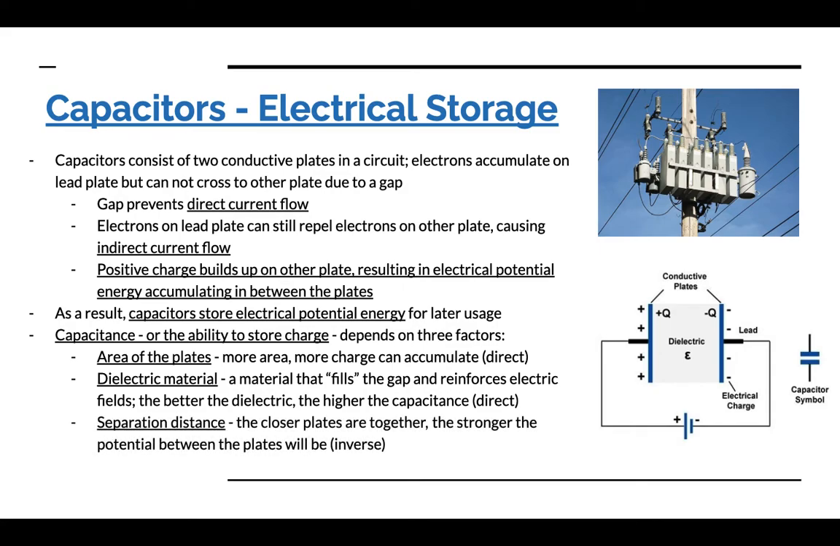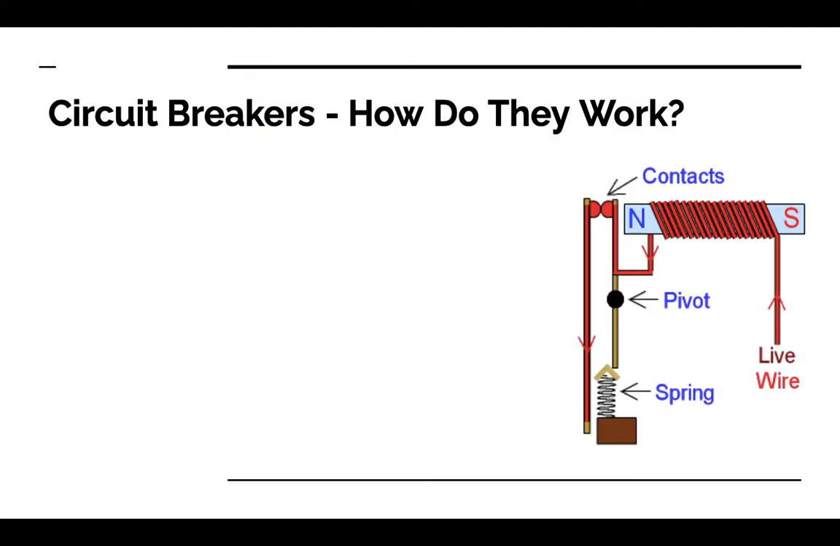And then lastly is the separation distance. The closer the plates are together, the stronger the potential will be between the plates, okay? And this goes back to the inverse square law that we're familiar with between electric fields, potentials, and potential energy. Although we're not going to work out the mathematics of all that here, we certainly could if we wanted to, and we'd end up with the familiar equation of 1/2 CV squared equals the potential energy of a parallel plate capacitor. So last thing we're looking at is circuit breakers.